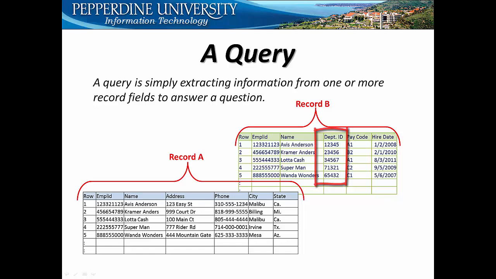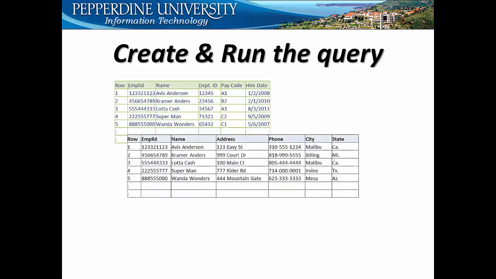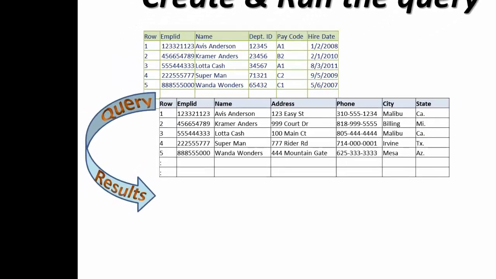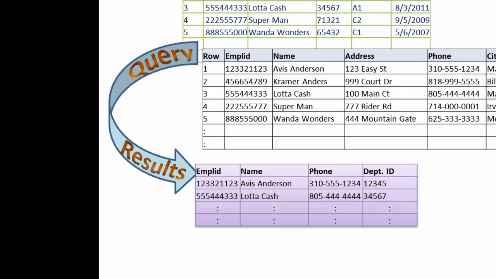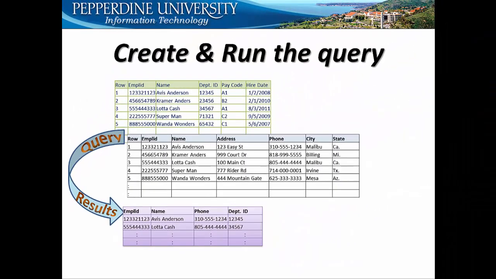We'll create the query by identifying one or more records which contain the information being requested and then specifying which fields and rows the system would retrieve for the query results. We can now run the query and view the results, giving you the employee ID, name, department ID, and phone number of all those employees who only work in California. That, in its simplest form, is how a query works.